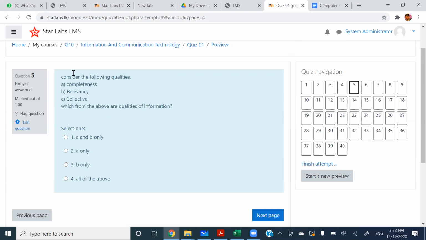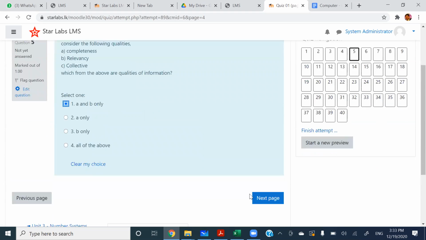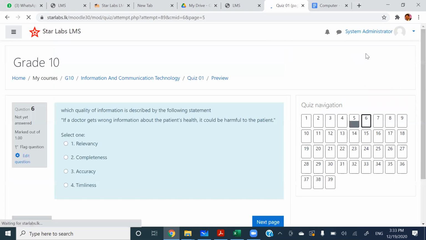So this is something from our lesson today. Consider the following qualities: completeness, relevancy, collective. Which of the above are qualities of information? So you can choose completeness and relevancy, and you can click next. So when you've done something, it is marked that this question has been answered in the navigation panel at the right hand side of yours.